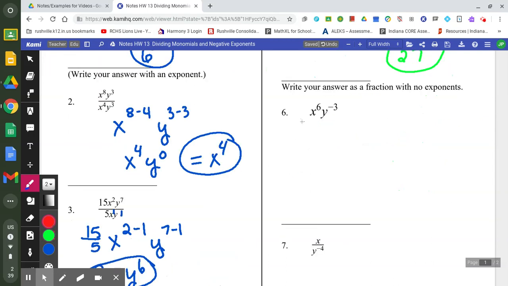So number 6, it is not a fraction to begin with, so I'm going to make it a fraction. And then I have x to the positive 6. That stays right where it is. But then the y to the negative third, that base of y has to move to the bottom. And that negative 3 exponent becomes a positive 3. And this can no longer be simplified, so that's our answer.